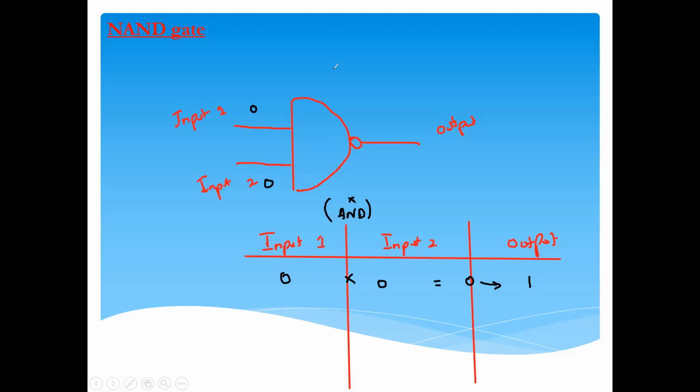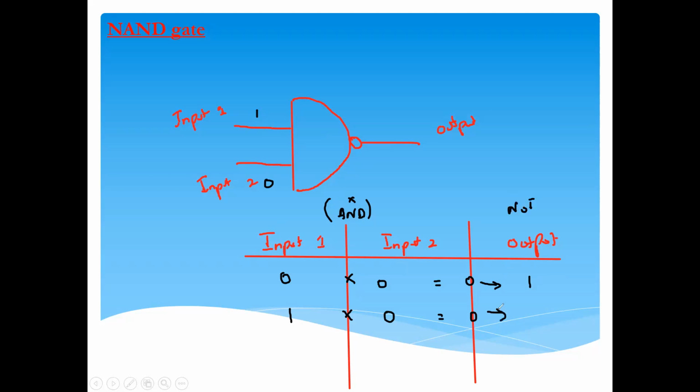Same thing, if we have 1 and 0, so input 1 is 1 and input 2 is 0. So 1 multiplied by 0, that is 0. But because there's an inverter, there's a NOT gate at the last, so what will it do?